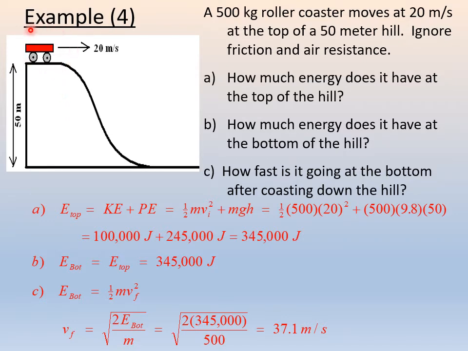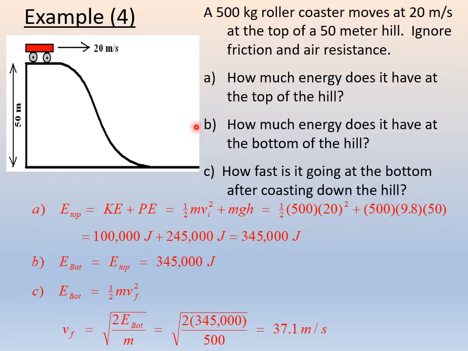Well, we have to look at the roller coaster here and think about what types of energy it has. So we ask ourselves, is it moving? And the answer is yes, of course. So it's got kinetic energy. The other question we ask is, does it have height? And the answer there is also yes. So it has potential energy. So the energy of the roller coaster is 1/2 mv squared, that's the kinetic energy, plus mgh, that's the gravitational potential energy. And we can fill in all the numbers. The mass of the roller coaster is 500 kilograms, the velocity is 20, the mass again is 500 kilograms, g is 9.8, and the height is 50. So doing the math here, we end up with a total energy of 345,000 joules.